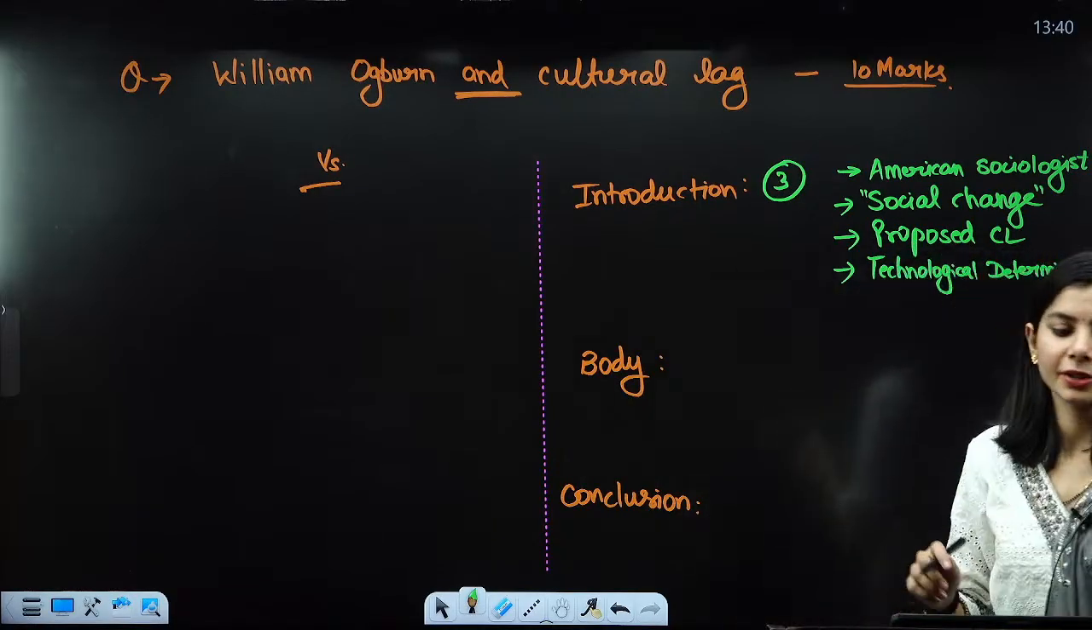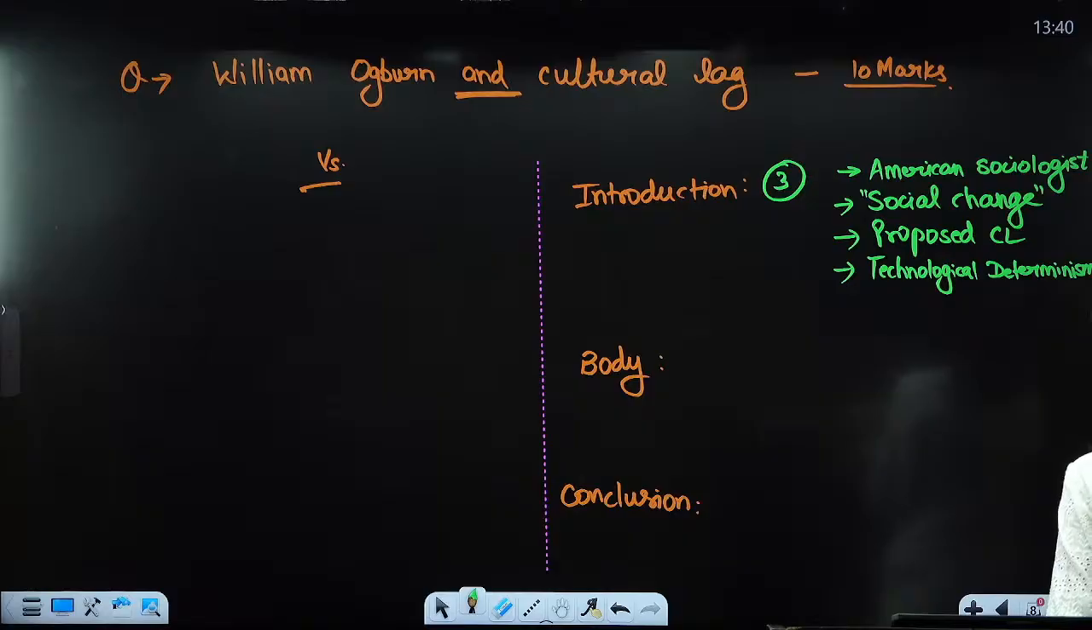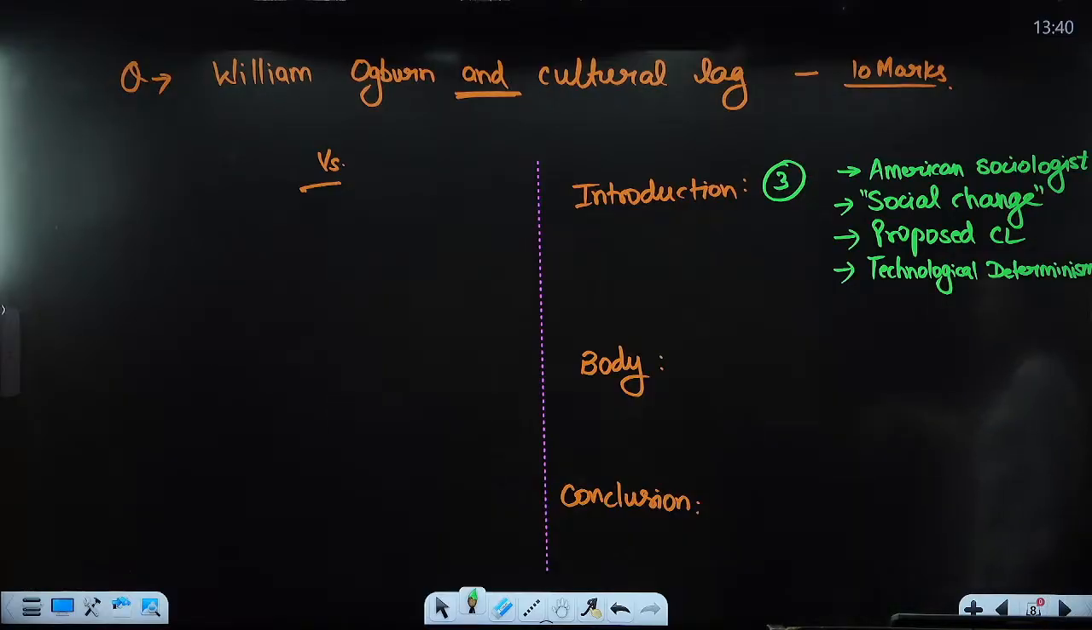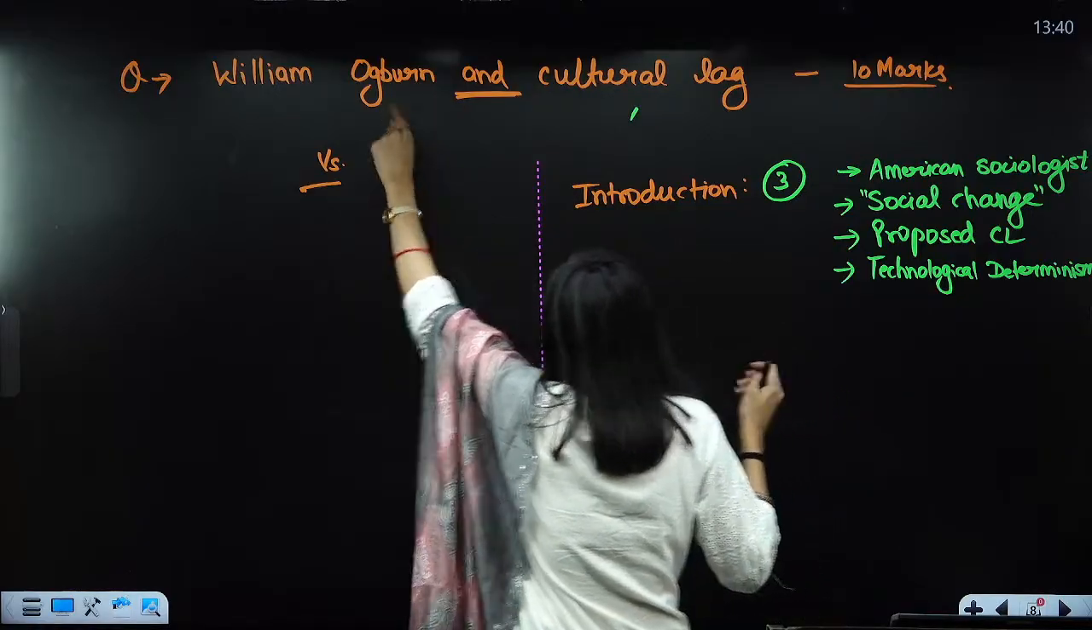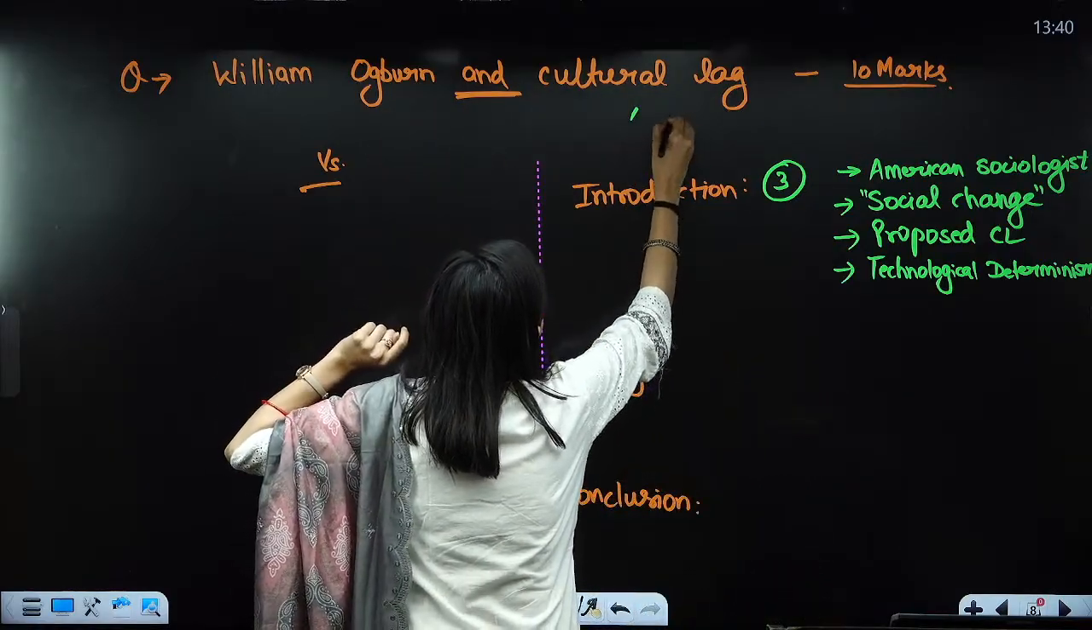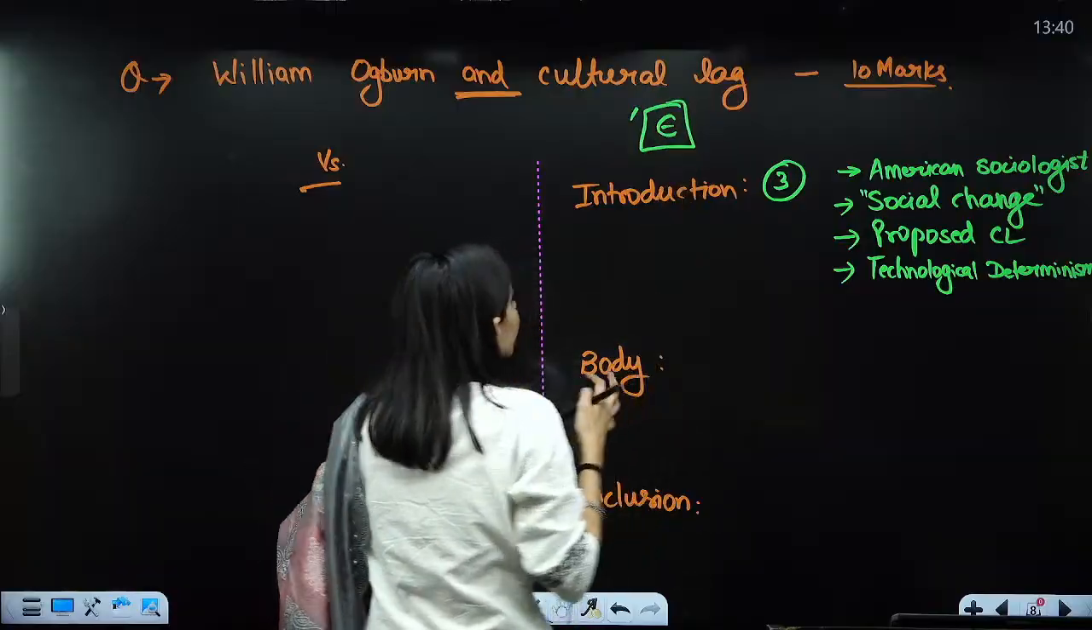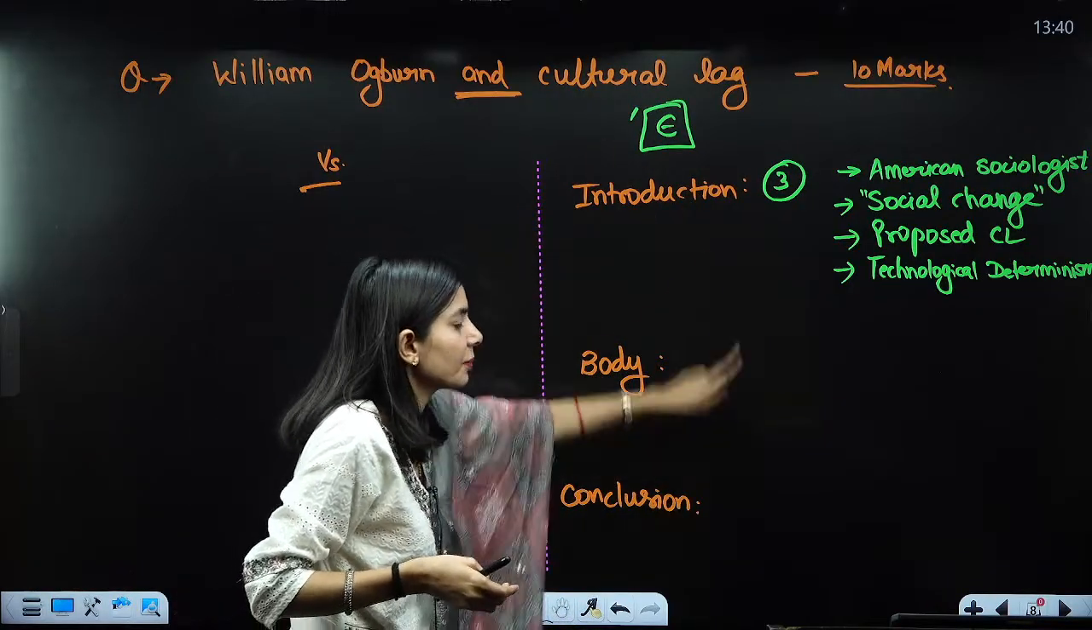You are related to technological determinism. This is what you basically know. Now, once you are done with the introduction, you relate the cultural lag with William Ogburn. And this is what I told you: in the "belongs to" type of question, where we have to mention the relation, this should be the approach.